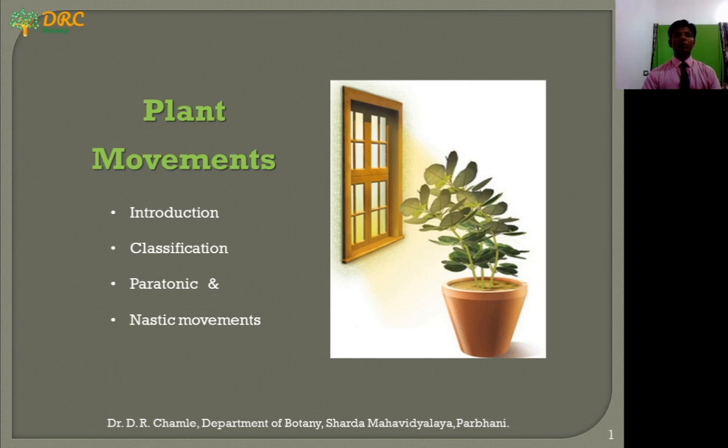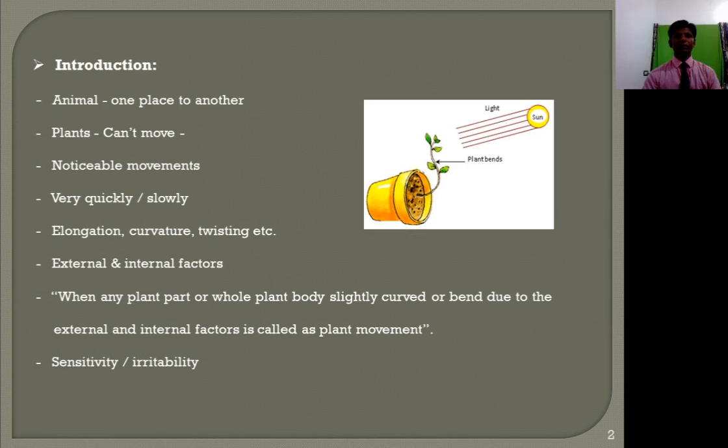Today we will see the plant movements. In this topic, we will study at first introduction, then classification of movements, then paratonic movements, and at the last nastic movements. Now, at first, we will see the introduction about the plant movements.